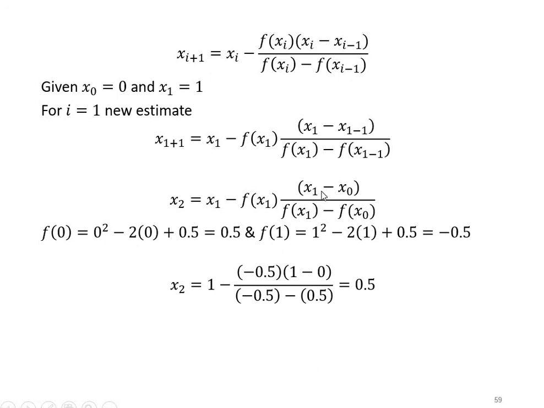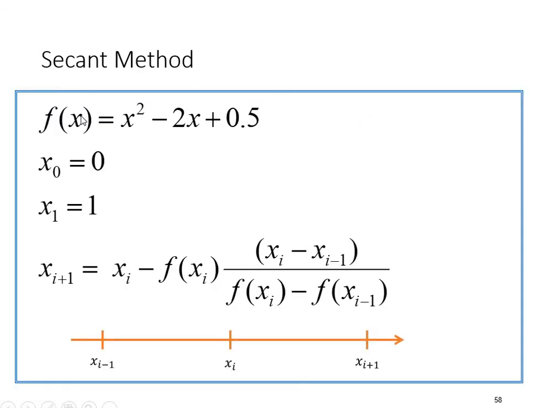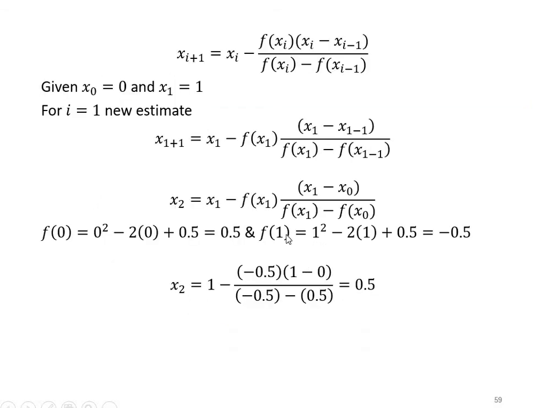And then f of x1, which is this one, we substitute in this formula, because x1 is 1, so we substitute x equal to 1 to get f of x1. So f of x1 here is 1 squared minus 2 times 1 plus 0.5, which will give us what? Minus 0.5.